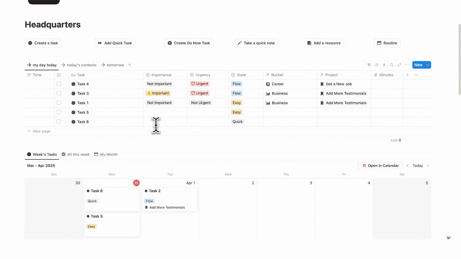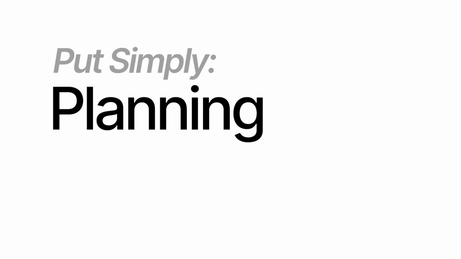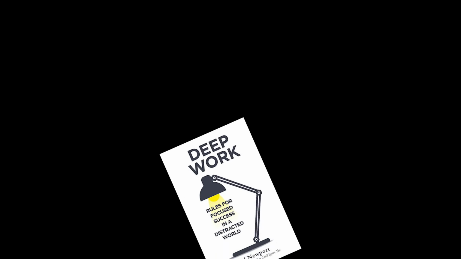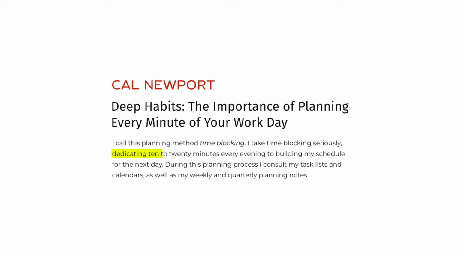Now comes one of the most important things in your task management system: time blocking your day. Also referred to as time boxing, also referred to as daily scheduling. It's basically just planning out your day. And productivity god Cal Newport recommends doing this the night before, so when you wake up, you know exactly what to do.